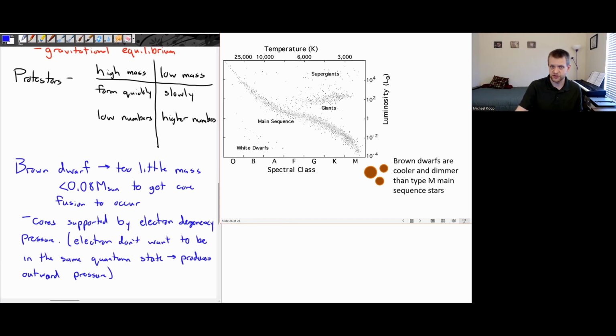And in subsequent sessions, we're going to be talking about, once we have a main sequence star, what happens to low mass main sequence stars, what happens to high mass main sequence stars, and what happens to all these types of stars when they eventually reach the end of their lives. So we'll do that in future sessions.